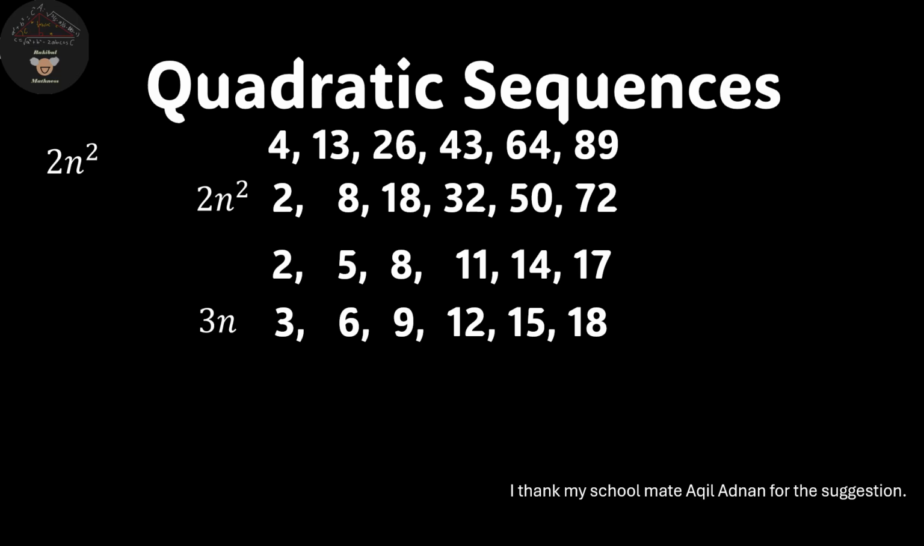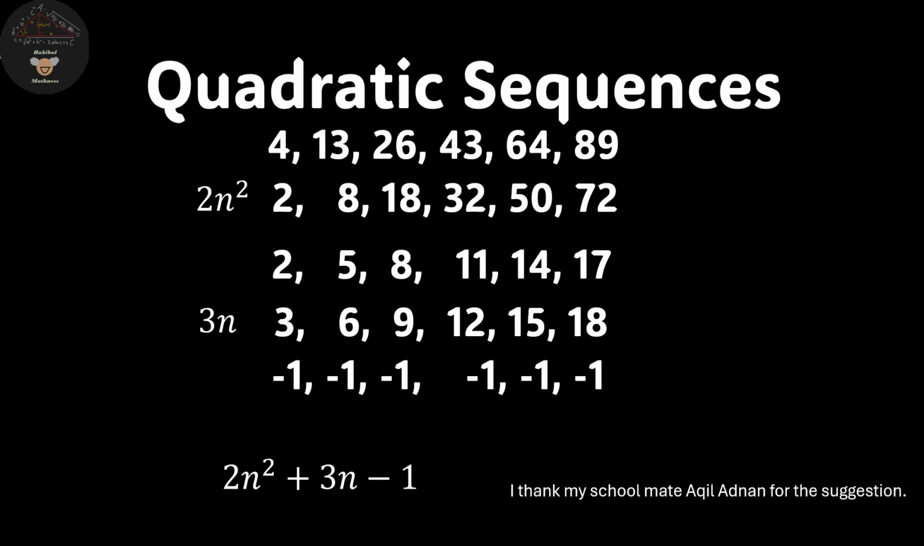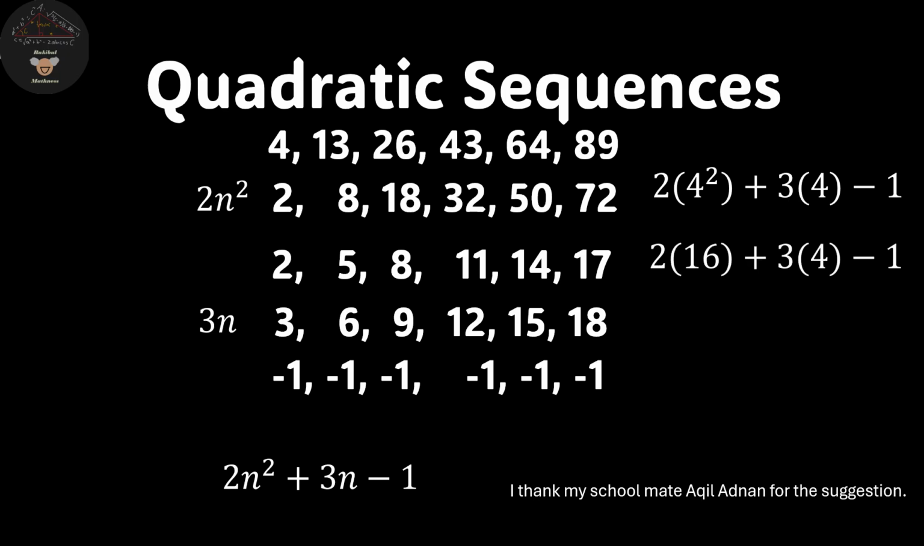To get from 3 to 2, we need to minus 1. 6 to 5, we need to minus 1. 9 to 8, we need to minus 1. So at the end, we get 2n squared plus 3n minus 1. So we see the fourth term is 43. And let's double check that by replacing our n with 4. We get 2 times 4 squared plus 3 times 4 minus 1. 2 times 16 plus 3 times 4 minus 1. Or 32 plus 12 minus 1. Or we get 43. That is correct.